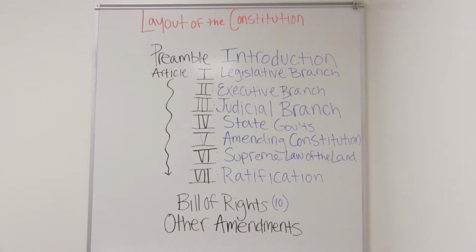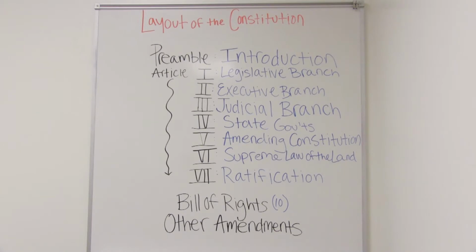Article 2 talks about the President of the United States and establishes him as the head of the executive branch of government. Talks about some of his powers and some of the things he's in charge of, such as being Commander-in-Chief of the U.S. Armed Forces.